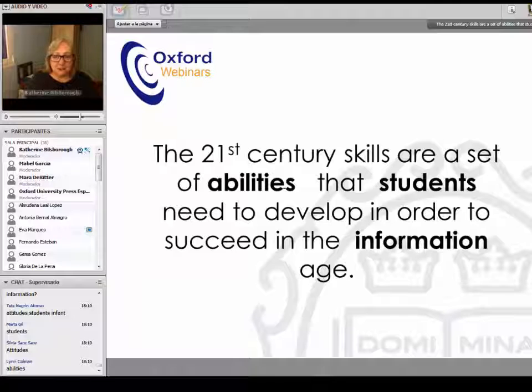Okay, so 21st century skills are a set of abilities that students need to develop in order to succeed in the information age. So it's the job, I think, of parents, teachers, to help our young people develop these skills.